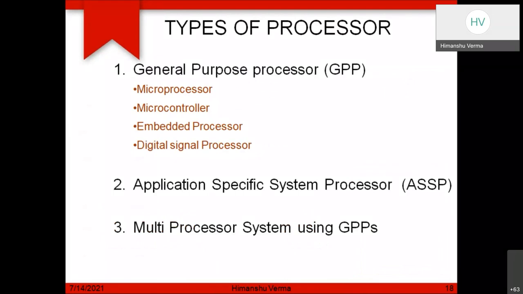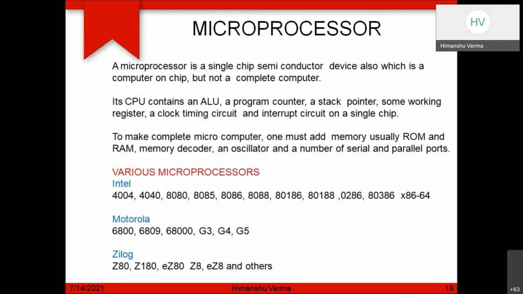Let's see the different types of processors. First we will discuss general purpose processors, GPP. First we have the microprocessor, which we will discuss in detail. In general purpose we have microprocessors, microcontrollers, embedded processors, and digital signal processors, known as DSP. Then we have application specific system processors. And the last one is multiprocessor systems, more than one processor in a system using general purpose processors. Now let's see one by one.